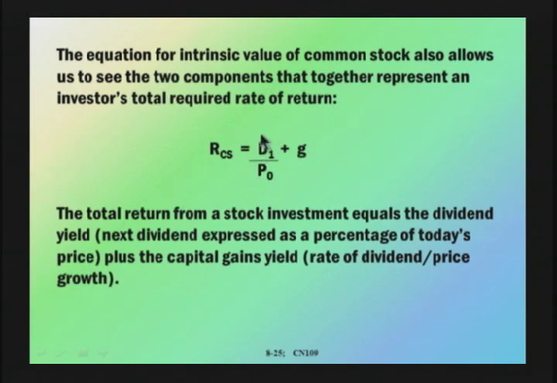That is the portion of my return received over the course of the next year that came solely from that dividend. Plus, this is the rate at which I expect the share price to grow. That is called the capital gains yield. The sum of those two components gives me the total return on my stock investment. So some of my return comes in the form of income via the dividend. Some of my return comes from share price appreciation, that being the capital gains yield.